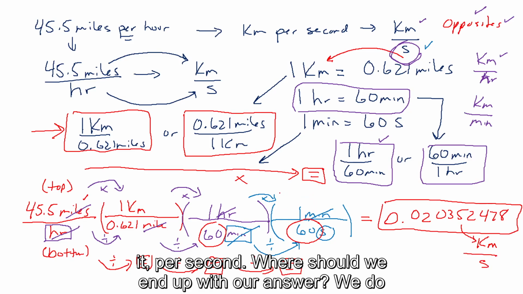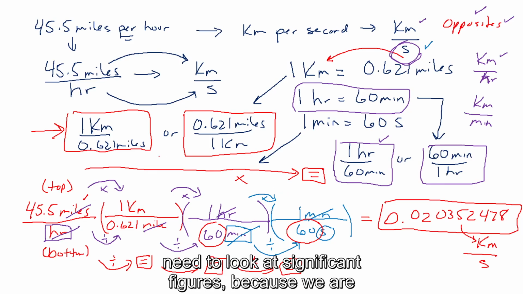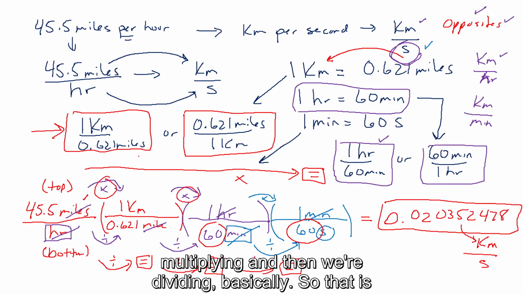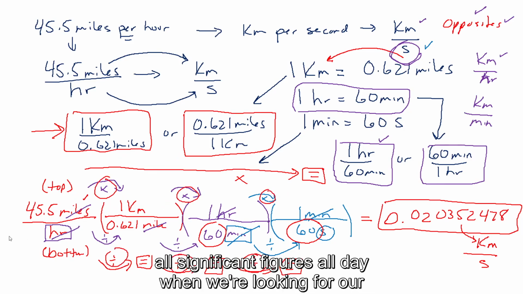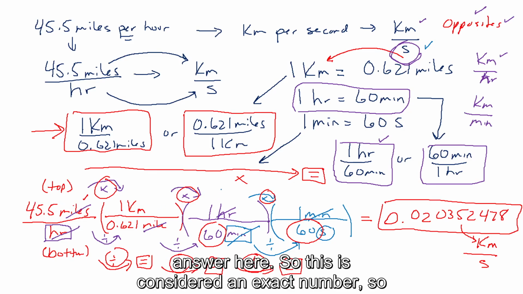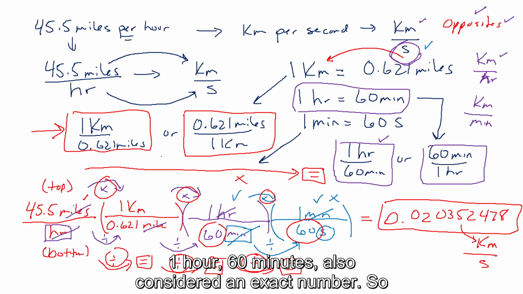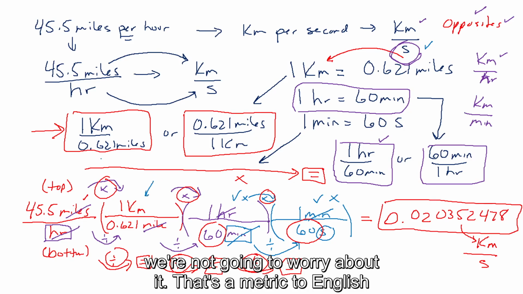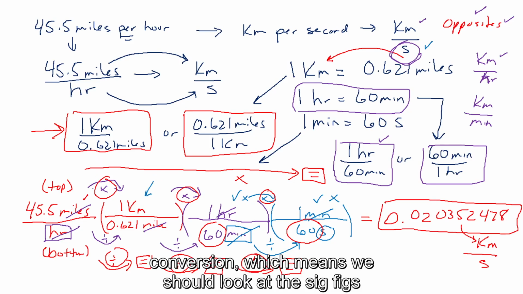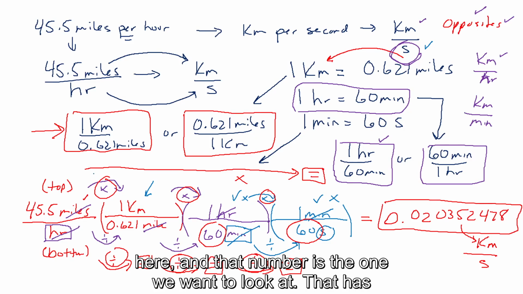Where should we end up with our answer? We do need to look at significant figures because we are multiplying and then we're dividing. So that is all significant figures when we're looking for our answer here. This is considered an exact number, so we don't have to worry about it in terms of significant figures. 1 hour, 60 minutes, also considered an exact number, so we're not going to worry about it. That's a metric to English conversion, which means we should look at the sig figs here. And that number is the one we want to look at.